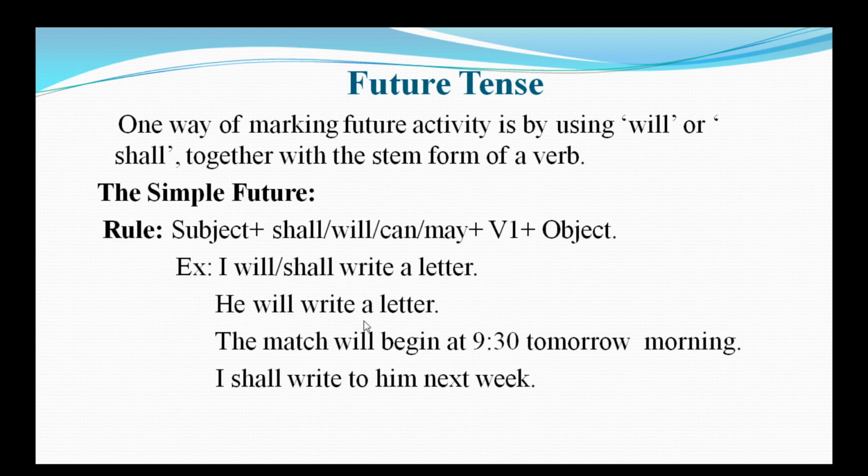He will write a letter. The match will begin at 9:30 a.m. tomorrow morning. I shall write to him next week. Here, all these sentences are framed in simple future tense. Here, the use of will or shall shows simply that an event or an action is going to happen in the future. So, no other meaning of anything is conveyed.